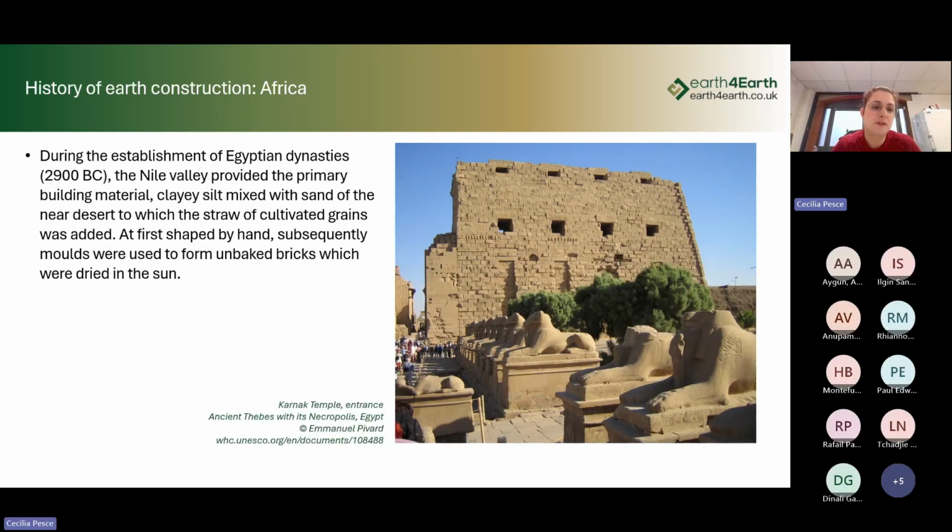Of course, firstly, it was shaped by hand, and then molds were used when the technique was more developed to make unbaked bricks. And here we see an example of raw earth architecture. This is Thebes with its necropolis in Egypt, and this is also a UNESCO World Heritage Site.